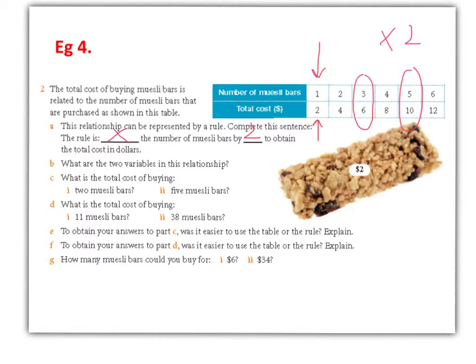Okay, so what are the two variables in this relationship? So a variable is a quantity that can have varying or different values. So in our table over here, our two variables are the input number and the output number. So our two variables are number of muesli bars and cost.